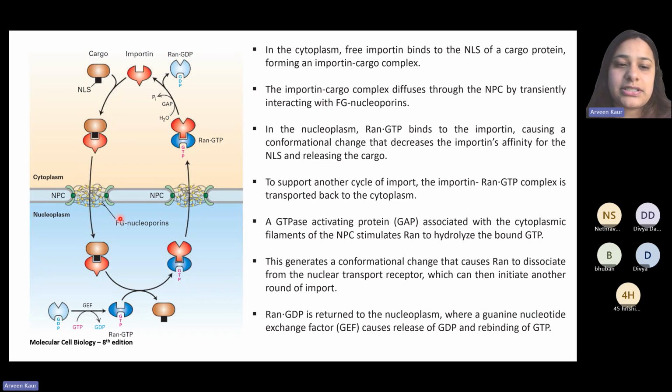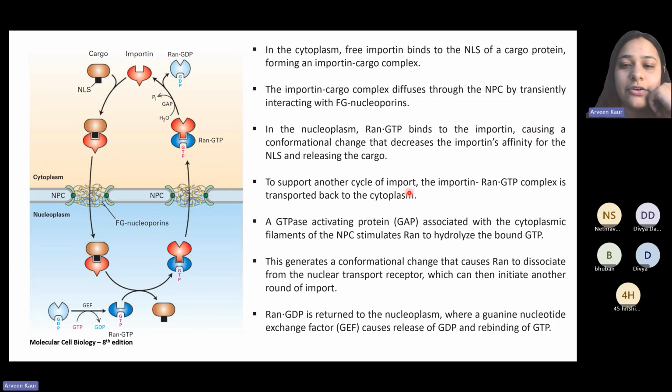So these nucleoporins are rich in FG, right? And by transiently interacting with this, it can diffuse into the nucleus. In the nucleoplasm, the RAN GTP binds to the importin, right? And this causes a conformational change that decreases the importin's affinity for the NLS, right? When GTP interacts with importin, its affinity for this particular cargo will decrease, and the cargo will be left inside the nucleus only, right?